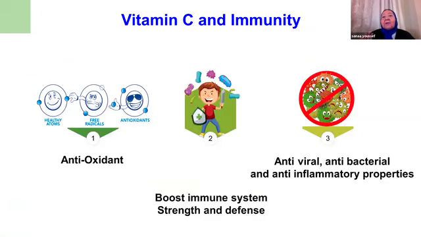Vitamin C is very well known to be an antioxidant, so it removes the rust, and it keeps your cells healthy, and it protects them from aging, so they are properly functioning. And it boosts the immune system and the strength and defense by so many mechanisms. There is too much to be tackled here, but it is very important to know that vitamin C has antiviral, antibacterial and anti-inflammatory properties. So it is very important to supplement our patients of inborn metabolic diseases with vitamin C.